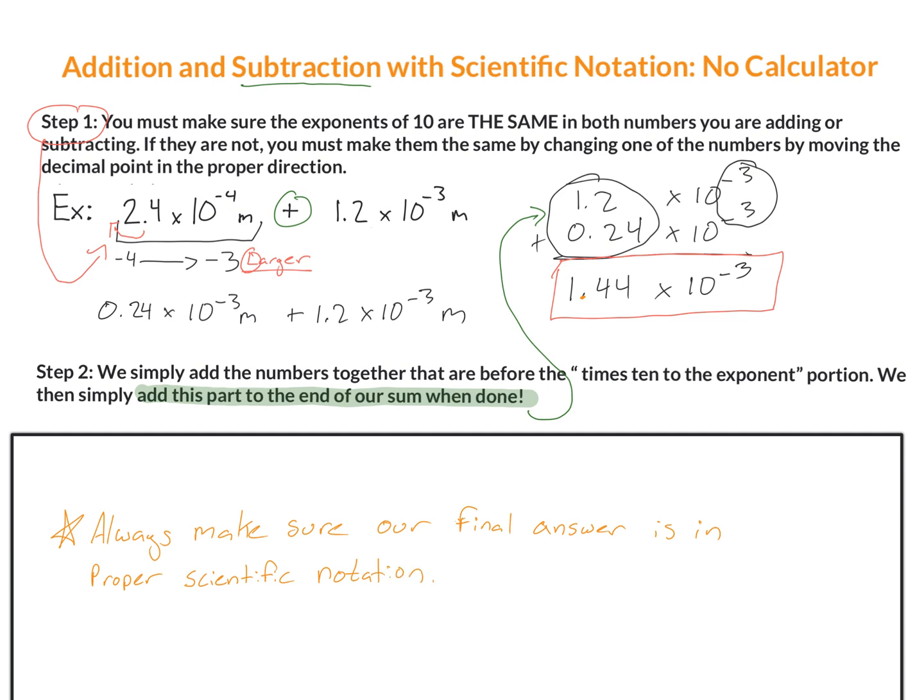So let's say we had 4.4 times 10 to the negative 2. All right, that's not proper scientific notation. I'm sorry, it would have been to the 5. Let's change that.